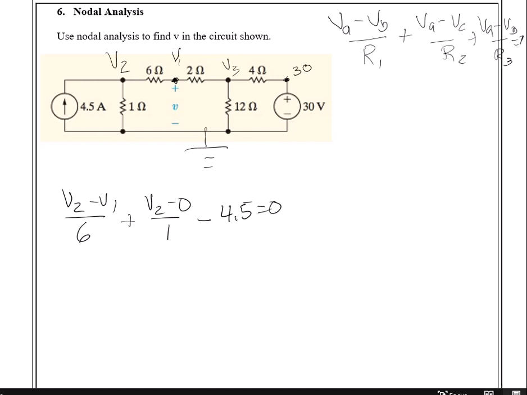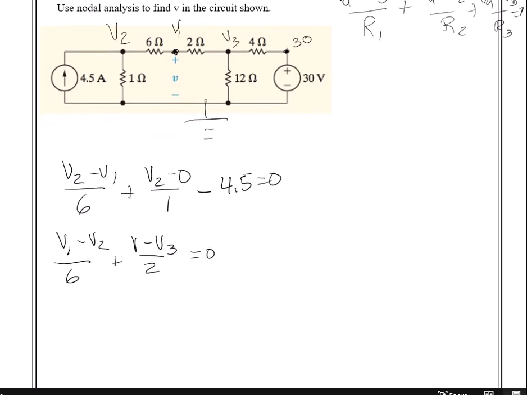So for V1, I have V1 minus V2 over 6 plus V1 minus V3 over 2 equals 0. And then for V3, I have V3 minus V1 over 2 plus V3 minus 30 over 4 plus V3 minus 0 over 12 equals 0.